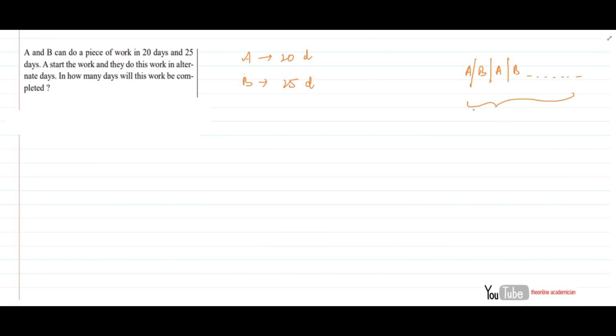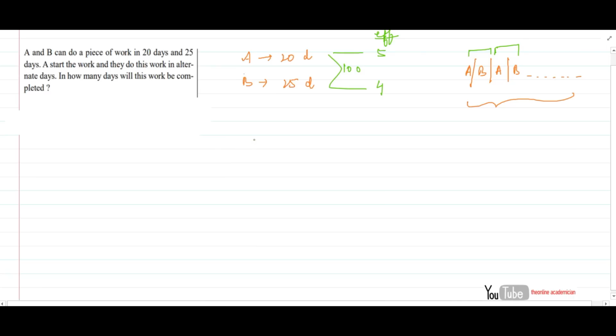So how will we find the days? We will make pairs of A and B and see how much work they have done in 2 days. Similarly, we will see how many such pairs there are and count them. Let's see this and you will understand it better. First, do as previously: take the LCM. The LCM will be 100, and this is the total work. So we get 100 divided by 20 is 5, and 100 divided by 25 is 4.